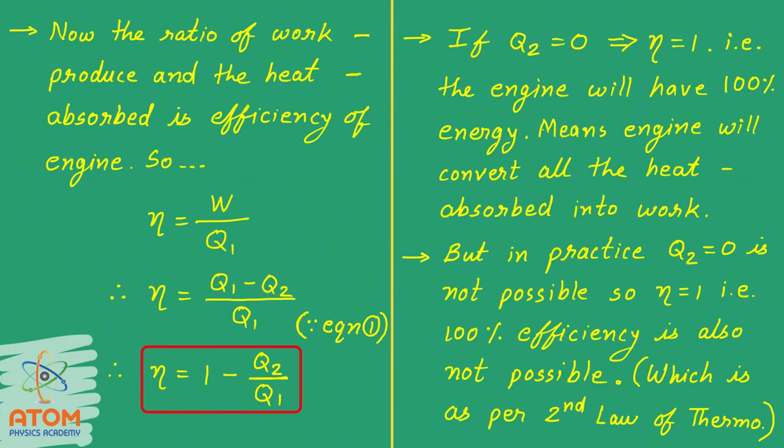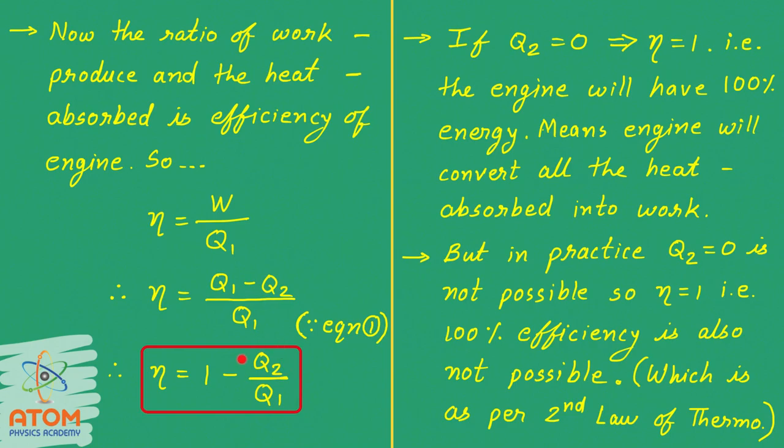So this is Q1 minus Q2 divided by Q1. So Q1 will be cancelled out and here you will get Q2 upon Q1. That's why the equation of eta becomes now 1 minus Q2 upon Q1. Eta is equal to 1 minus Q2 upon Q1.